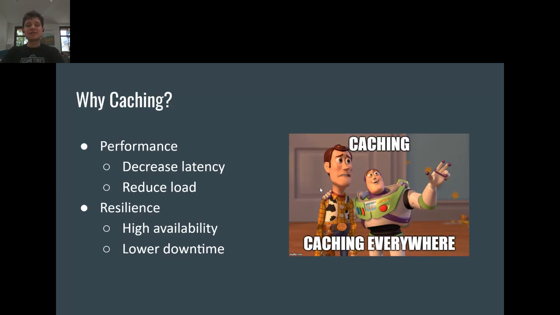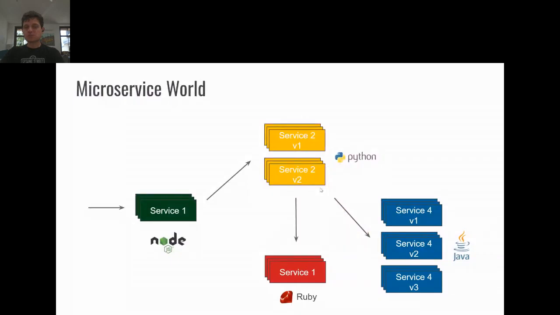Now, how does it look in the microservice world? That is the classic microservice diagram, a classic microservice system. We have a lot of services. Services have versions. They are written in different programming languages. They use each other. And by the way, this is a very small system. Generally, there are a lot of things to think about.